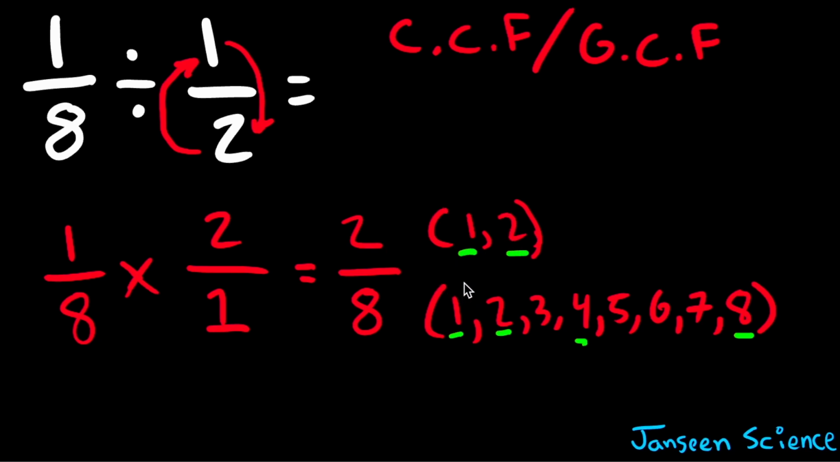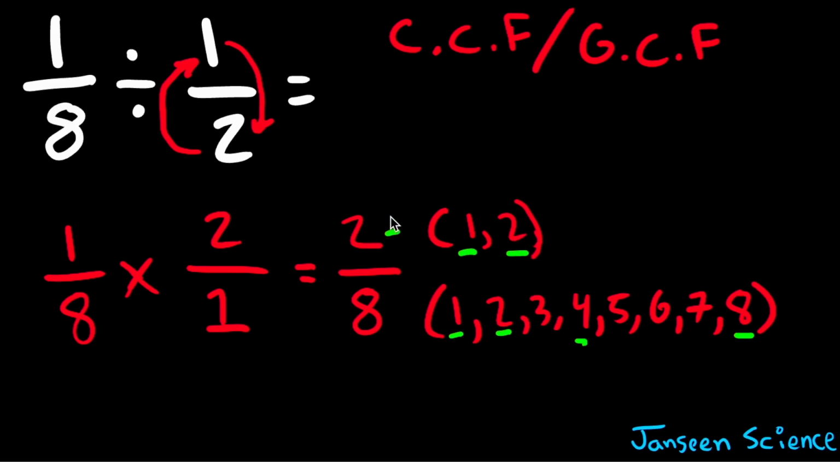Now the next thing is to see which factors are in both lists. So 1 and 1 are there. 2 and 2 are there, and that's it. We don't have a 4 on the first list, or the numerator list. We don't have an 8 in the numerator list, so we stop at 2. And then the largest shared factor is your greatest common factor. So 2 is your greatest common factor, not 1. 2 and 2 are the greatest one in both lists.